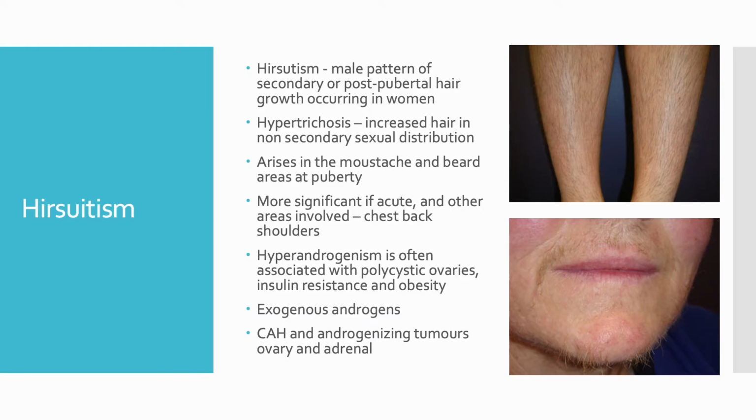Hyperandrogenism is often associated with polycystic ovaries, and that's probably the most common cause of hirsutism, but it can occur with insulin resistance and obesity. Of course, it can occur with the ingestion of androgenizing medication. More rarely, it can occur in the setting of congenital adrenal hyperplasia and androgenizing tumours of the ovary or adrenal gland.